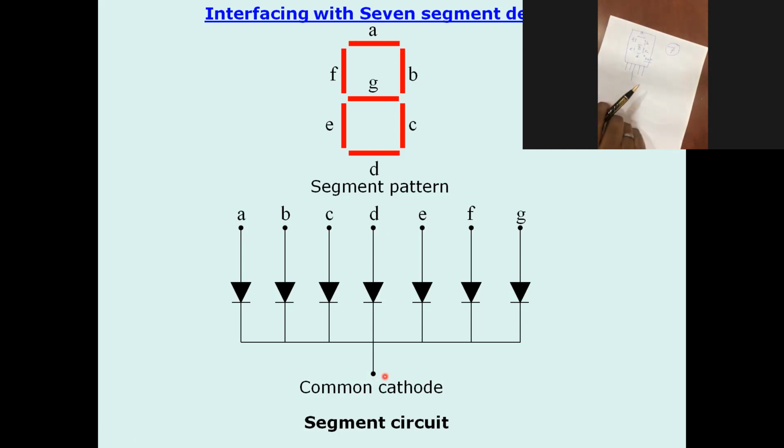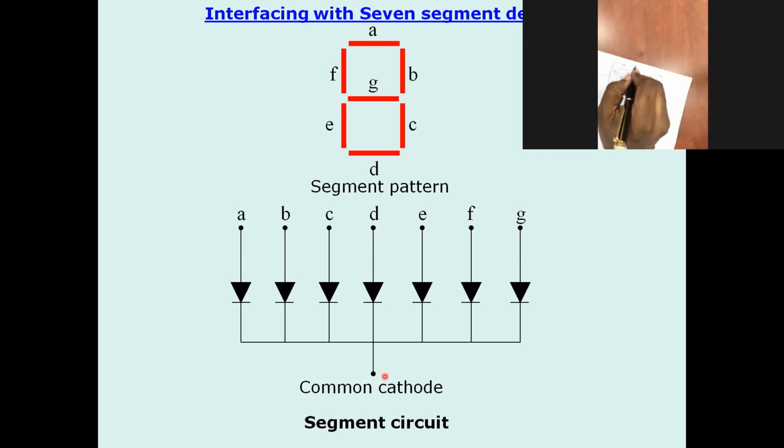There are five legs over here and another 5 legs over here. These 2 legs are internally connected with each other. This is called the common leg. This common terminal is connected either with ground or with plus 5 volt, depending upon whether you purchase common anode or common cathode.